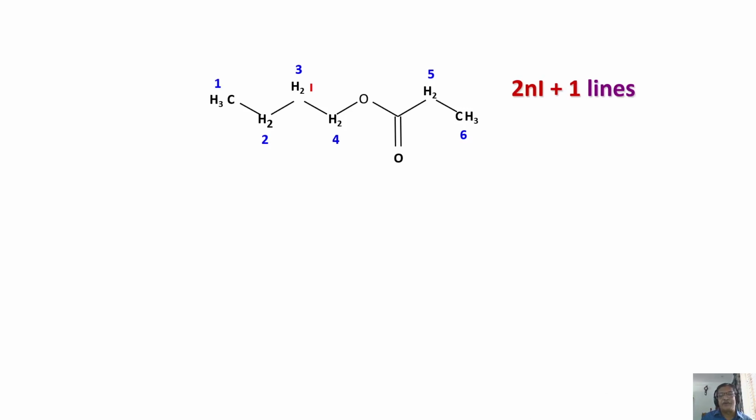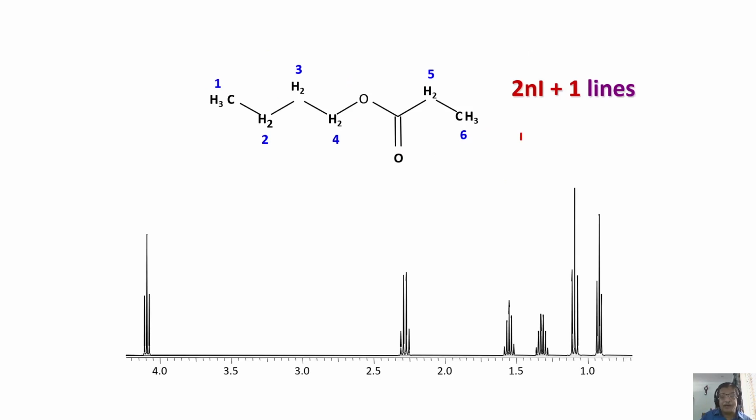How many groups of protons are there? 6. This is 1, 2, 3, 4, 5, and 6. This is the spectrum. Now start interpreting. Very easily you can interpret. If you look at the spectrum, there are discriminated peaks, very well dispersed. 6 groups of protons are there.